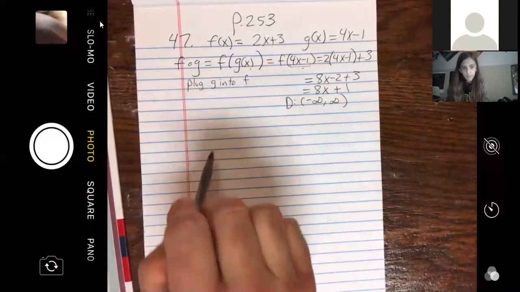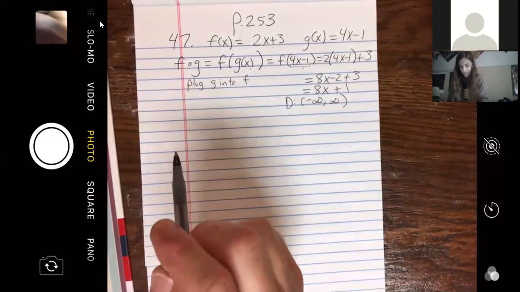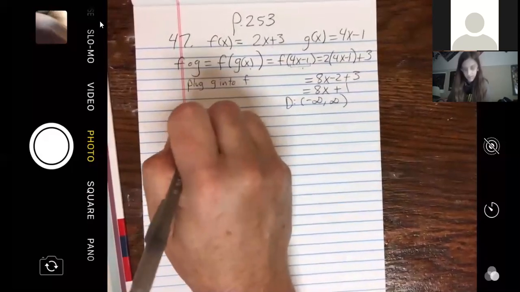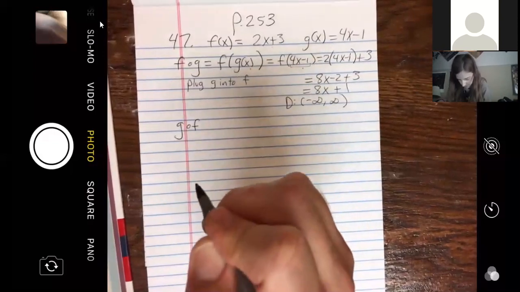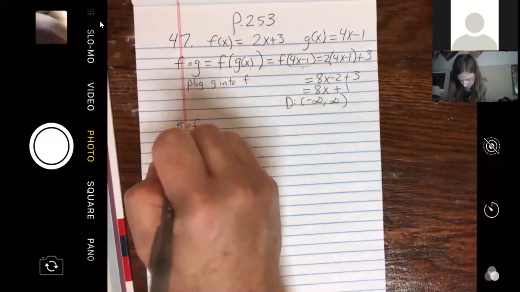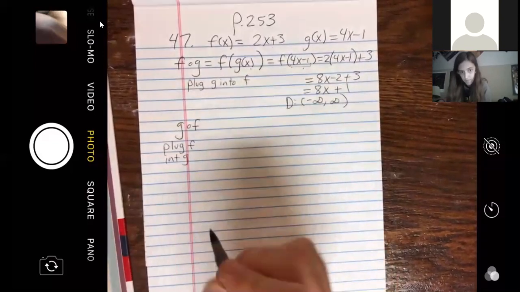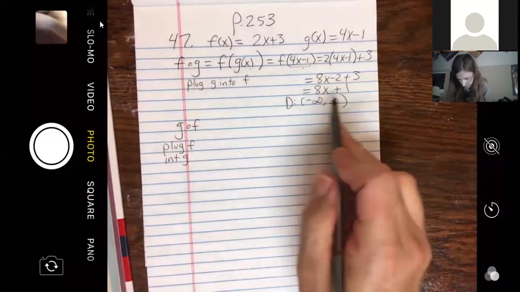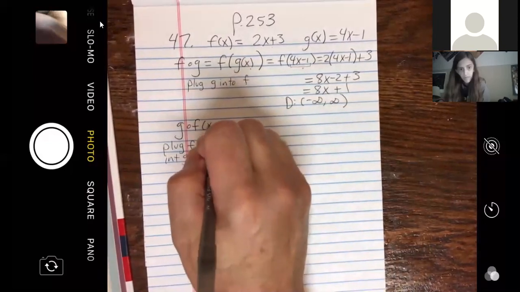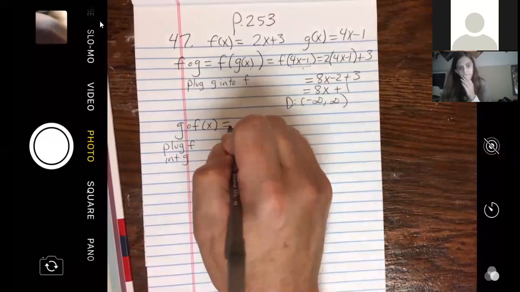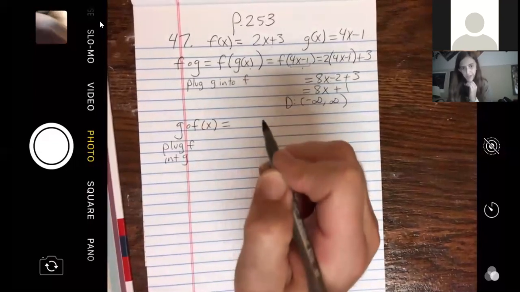You want to see the other 3? Yes, I do. All right, they switch it. G little circle F. This means plug F into G. Do you want me to keep writing out all the steps, or do you want me to show you how to shorten it? I guess writing out the steps is good.